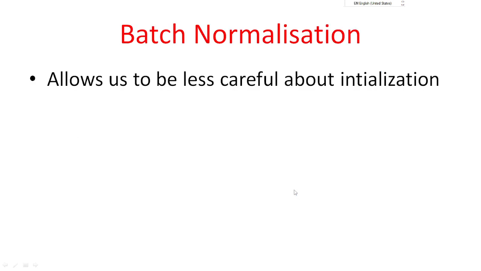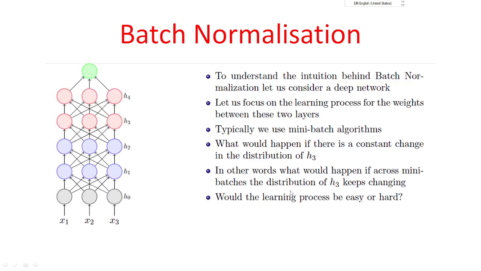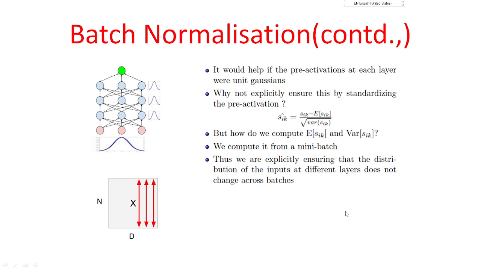Batch normalization again is used for what? To reduce overfitting. It allows us to be less careful about initialization. To understand the intuition behind batch normalization, let us consider a deep network and focus on the learning process of the weights. We can use mini batch algorithms. What would happen if there is a constant change in the distribution of S3? In other words, what would happen if across many batches, the distribution of S3 keeps changing? The learning process will be very odd.